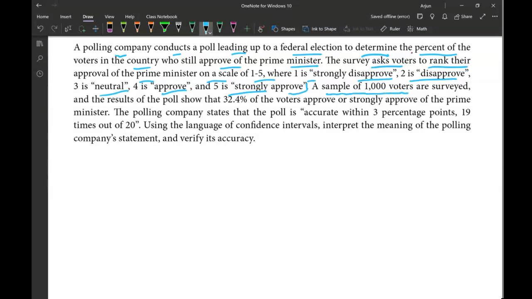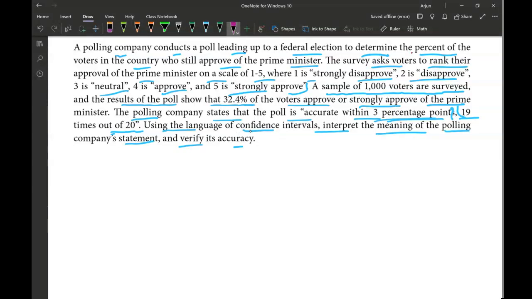A sample of 1,000 voters were surveyed, and the results of the poll showed that 32.4% of the voters approved or strongly approved the prime minister. The polling company states that the polls are accurate up to 3 percentage points, 19 times out of 20. Using the language of confidence interval, interpret the meaning of the polling company's statement and verify its accuracy, whether what they are saying is accurate or not.